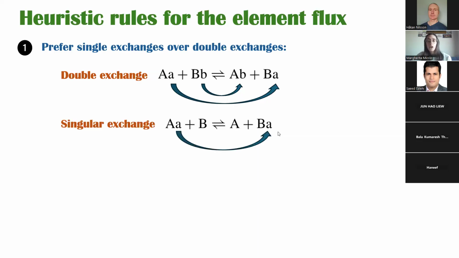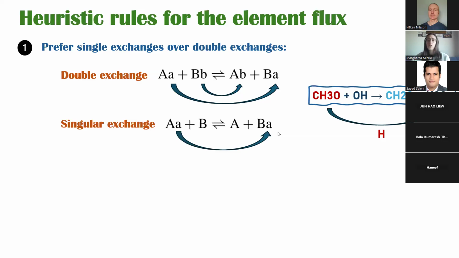Instead, the single exchange is where only one molecular fragment is moving from the reactant to the product. In this case, the small a is moving from the first reactant to the second product. An example is the same equation we used previously, where we can now understand where the hydrogen in the water is coming from. It is coming from the CH3O because this case just wants to use the single exchange.